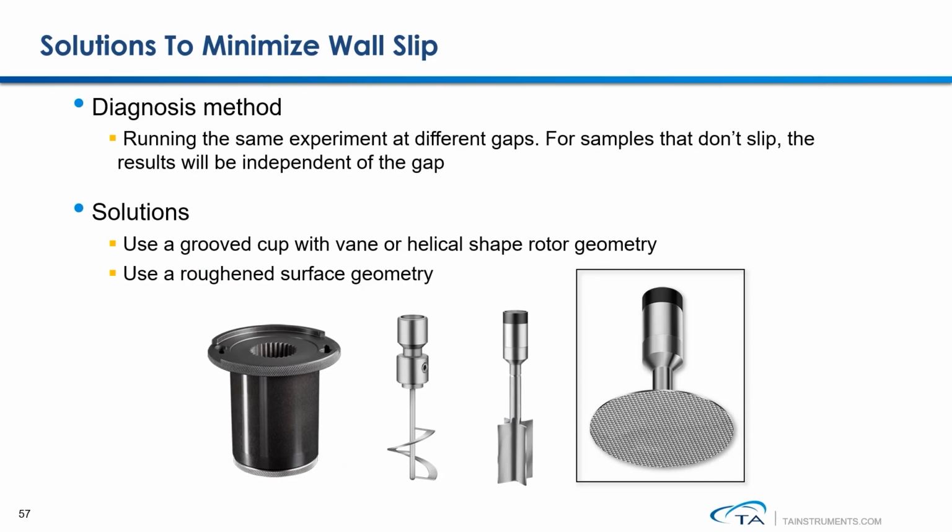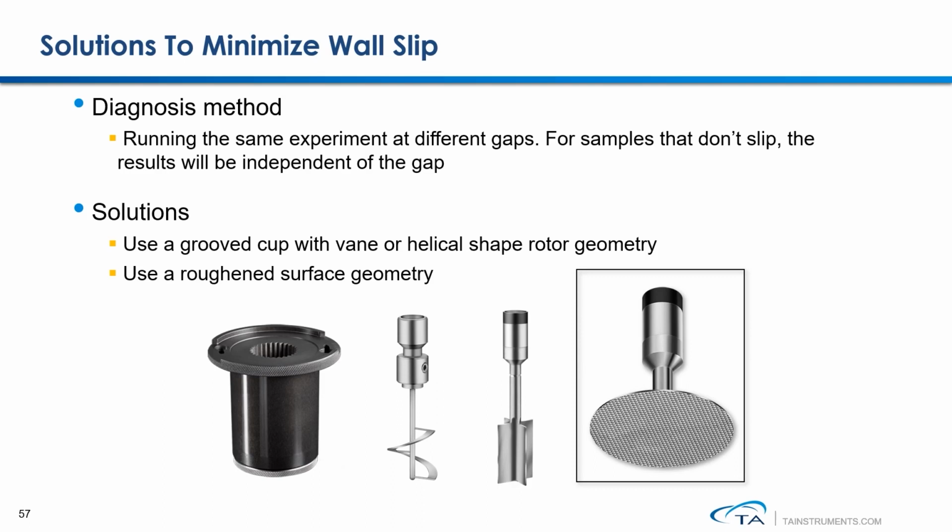One method you can use to diagnose whether or not you have wall slip during the measurement is by running the same experiment at different geometry gaps. If your sample does not slip, the measurement results at different measurement gaps should be independent. Another method you can use to diagnose slippage is by testing the same sample using geometry that has different surface texture. If the results are identical, you know the sample does not slip. Otherwise, slippage could be occurring during the flow tests.